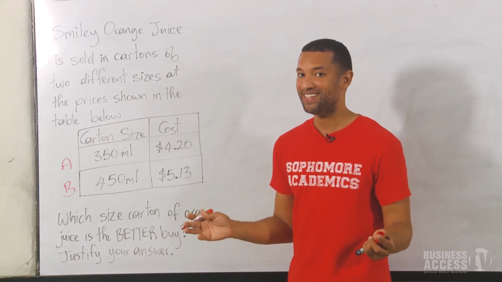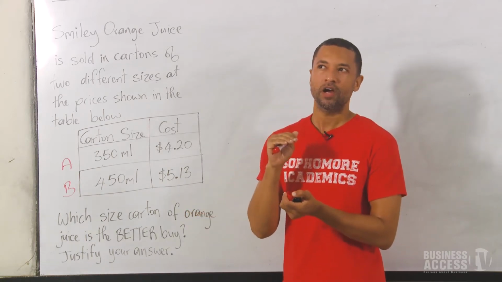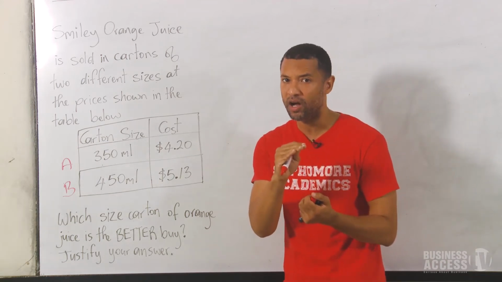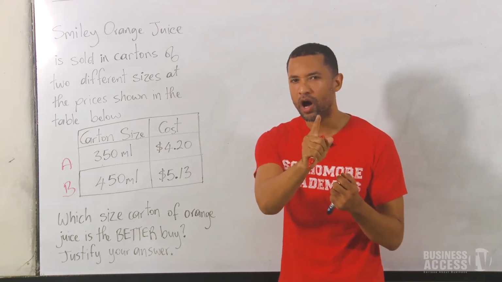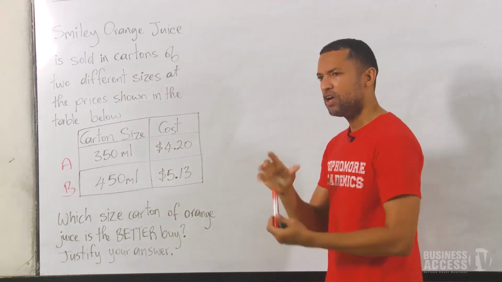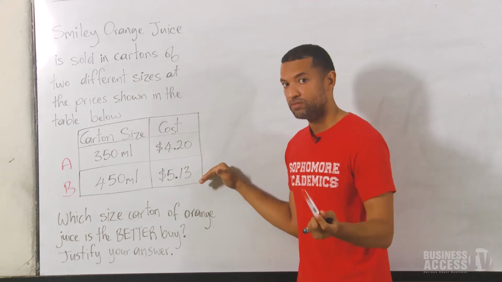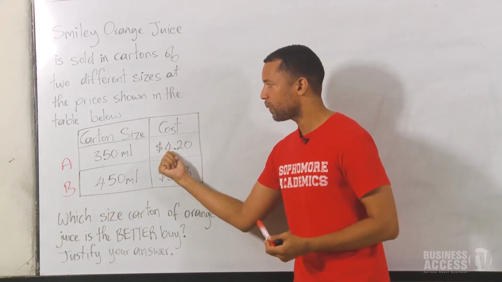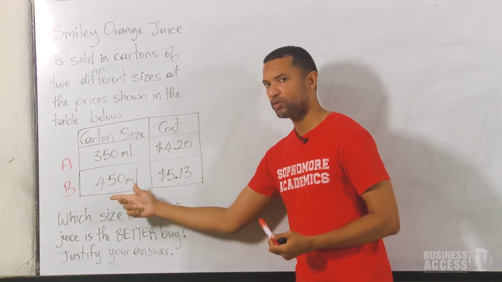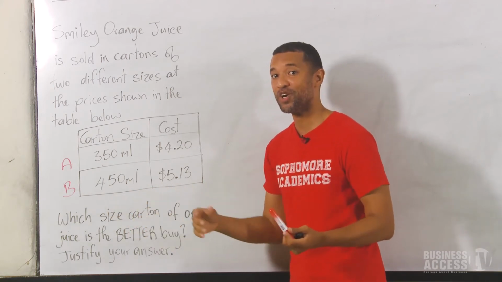What that means is which box gives you more juice for your dollar? For your dollar. Bear that in mind. Guys, what we're going to do is calculate how much juice $1 of A will give you, and how much juice $1 of B will give you. And then you compare them.